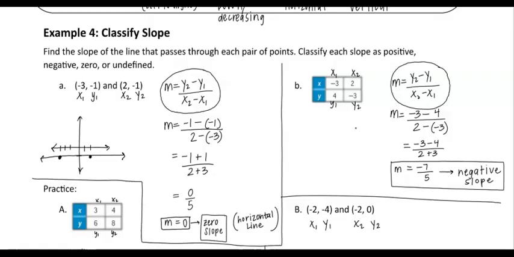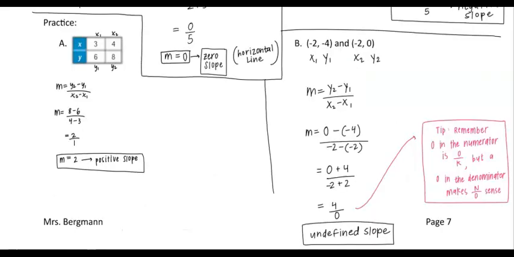I want you to try a couple more of these on your own. Pause it, and then resume and see if you got them right. Here are the answers to those 2 practice problems. The first one is a positive slope of 2. The second one is an undefined slope because you got division by 0.